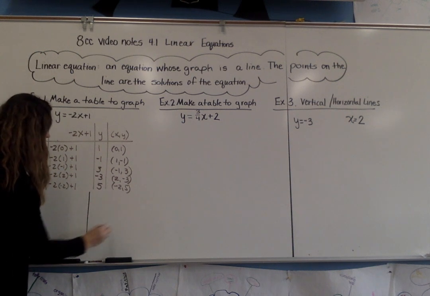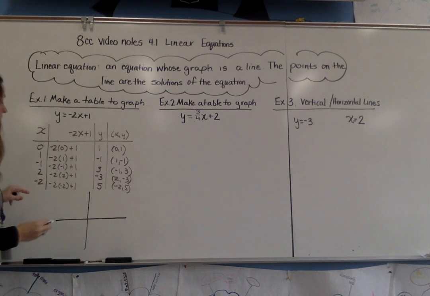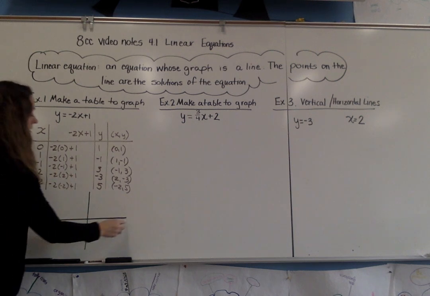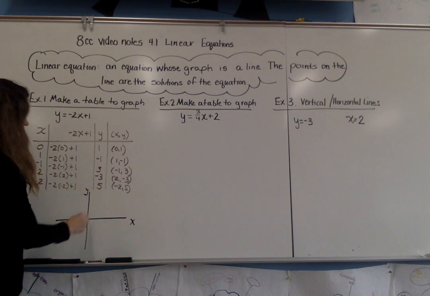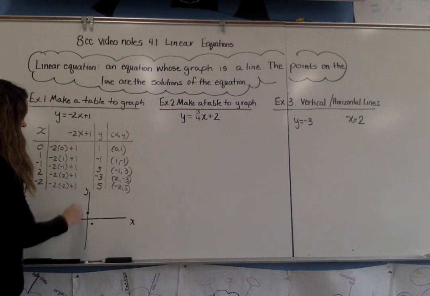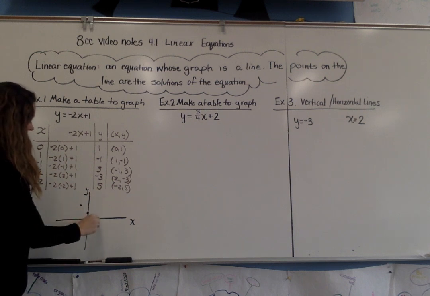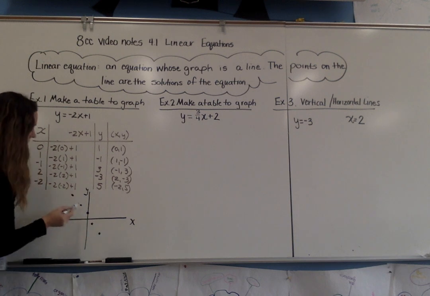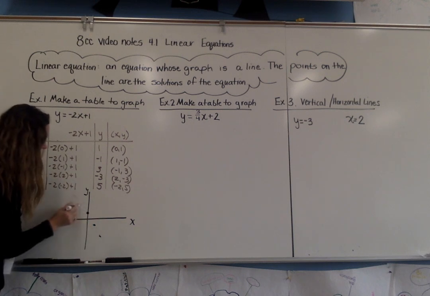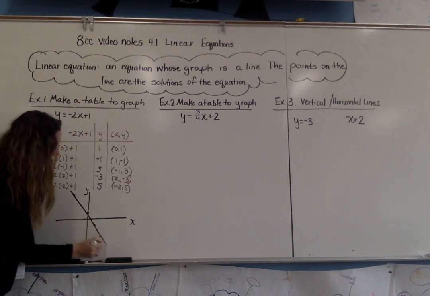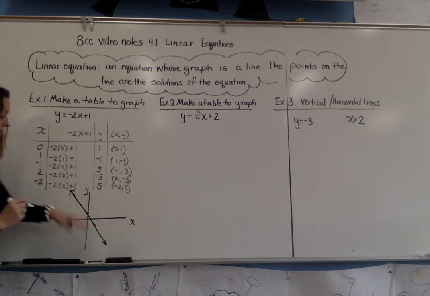What that'll look like, I'm going to eyeball mine, so you can use your dashes on yours. This is my x axis, this is my y axis, and I'm going to graph the points 0, 1; 1, negative 1; negative 1, 3; 2, negative 3; negative 2, 5. If I was using perfect, of course it would be perfect, but I just told you I eyeballed it. Now, I connect the dots.